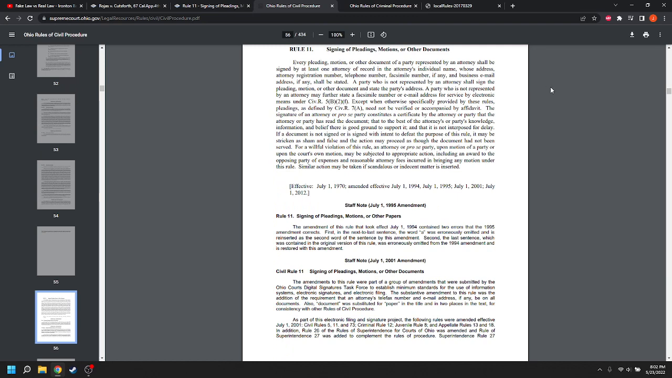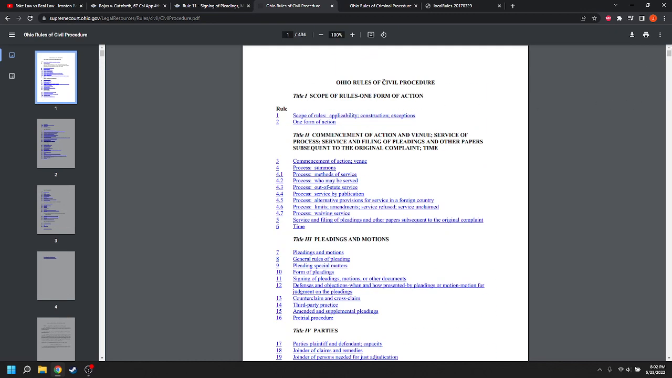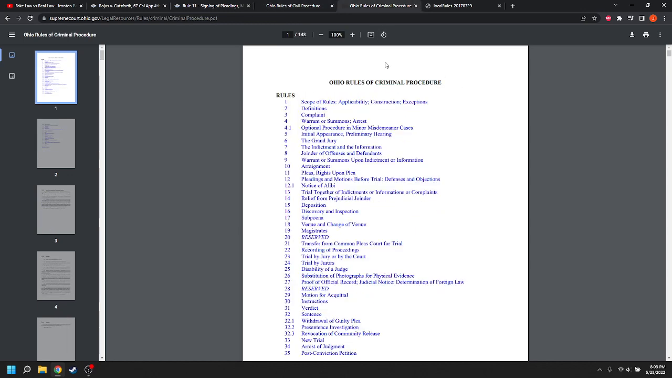But I do want to caution you that if you are in, say, for example, a criminal trial, if you are a criminal defendant, then you're not going to get a whole lot of use out of the rules of civil procedure, because rules of civil procedure are for civil matters. The Ohio rules of criminal procedure would be for criminal matters.